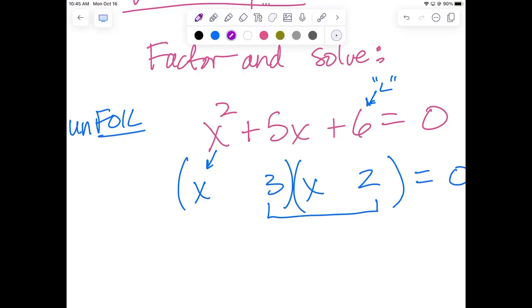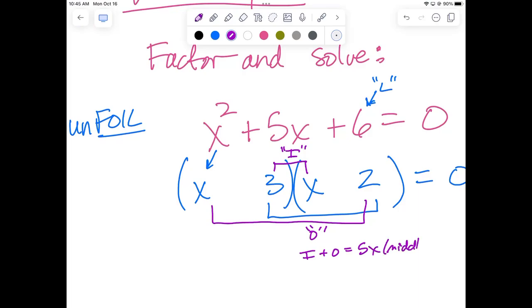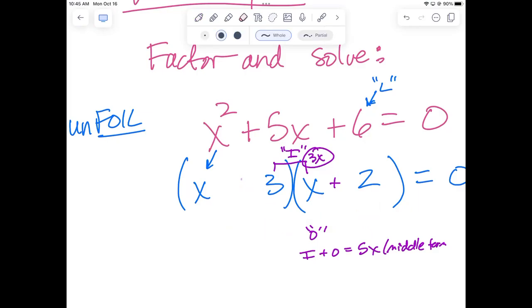Let's see if that works. It's kind of a guess and check. When you do the inner, which is the I in FOIL, and you do the outer, which is the O in FOIL, the sum of I plus O has to equal, in this case, 5x. It has to equal that middle term. So if I put a plus here and a plus there, let's see. What would be the inner product? 3 times x is 3x. And what's the outer product? 2 times x is 2x. What's 2x plus 3x? 5x. Did it work? It worked. Yeah, that is the correct factorization.